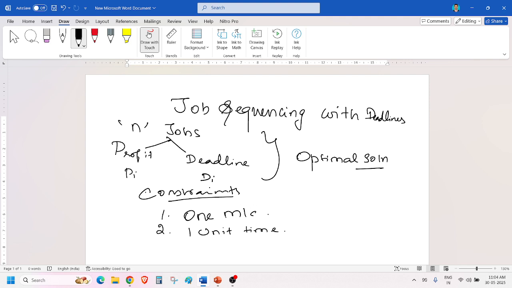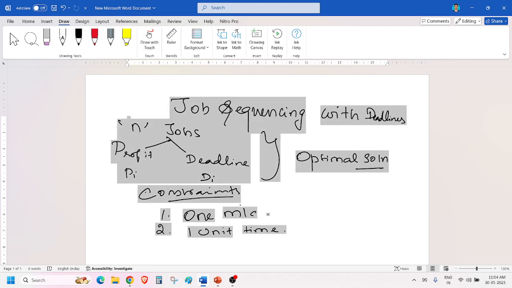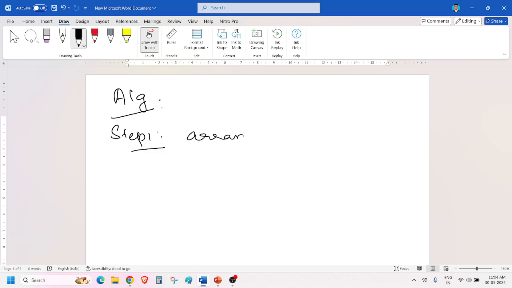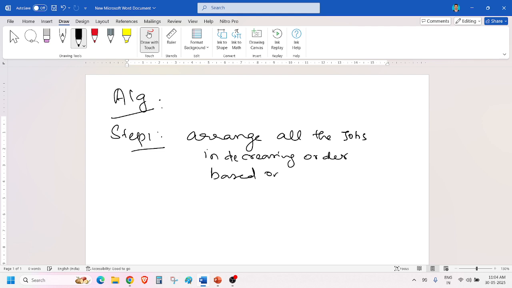Now we will move into the algorithm so that you can understand why we are studying this and what the need of studying this is. Totally we have three steps. In step one, you have to arrange all the jobs assigned in your problem in decreasing or descending order, based on profits.